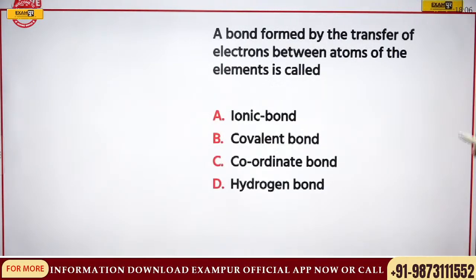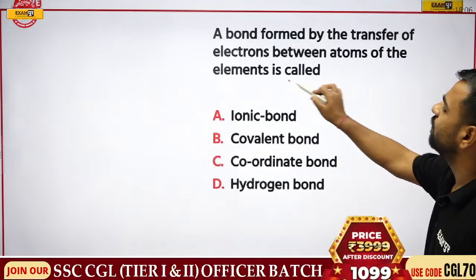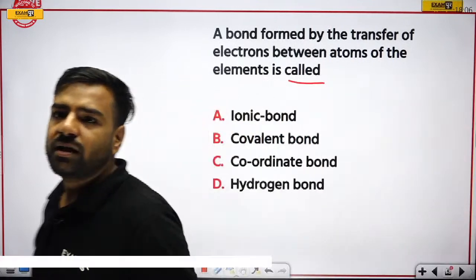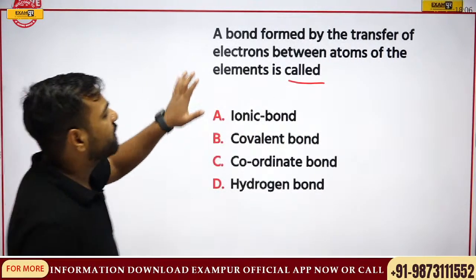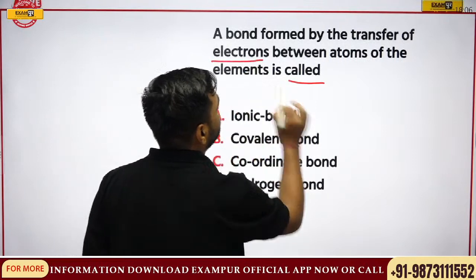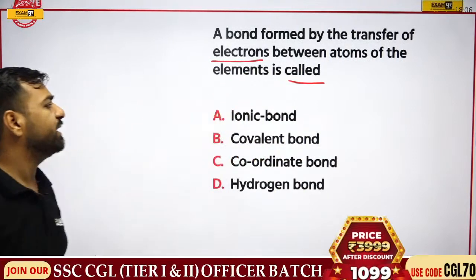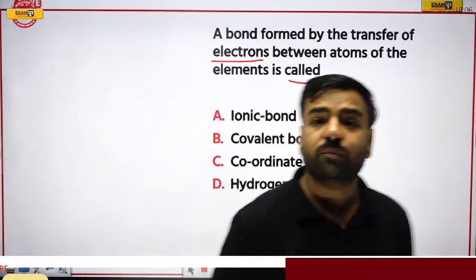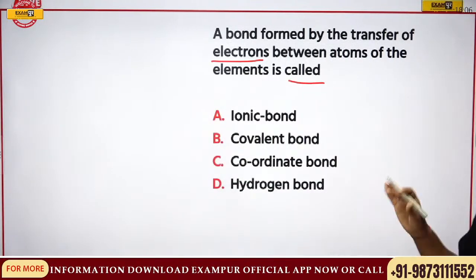Next question is, a bond formed by the transfer of electrons between the atoms of the elements is called what? So please answer me this so that I can start explaining. I'm talking about the bond which is formed by the transfer of electrons between the atoms of the elements. Is it ionic bond, covalent, coordinate, hydrogen, what? What kind of bond is it? And then we'll understand about it.